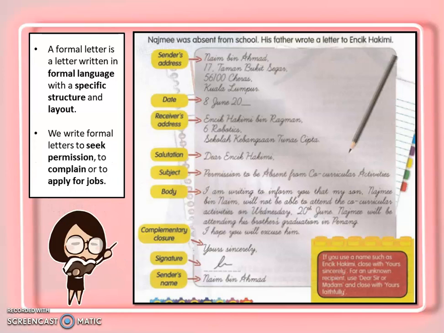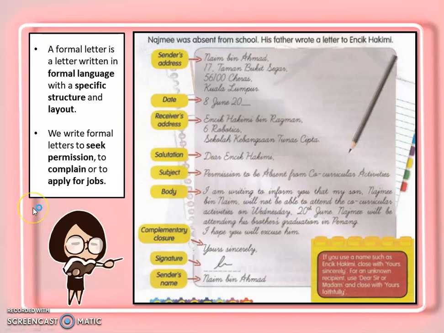We write formal letters to seek permission, to complain, or to apply for jobs. So basically, we write a formal letter on certain occasions or for a few reasons. Sebagai contoh di sini untuk meminta kebenaran, untuk membuat aduan atau untuk mencari pekerjaan. Okay, ada beberapa situasi yang kita perlu menulis surat menggunakan format surat rasmi.